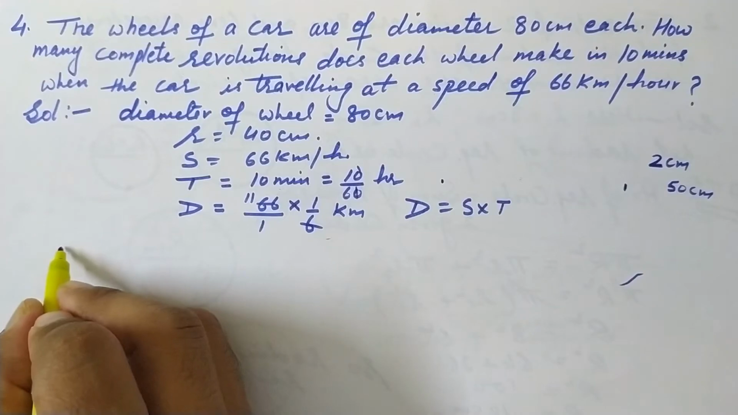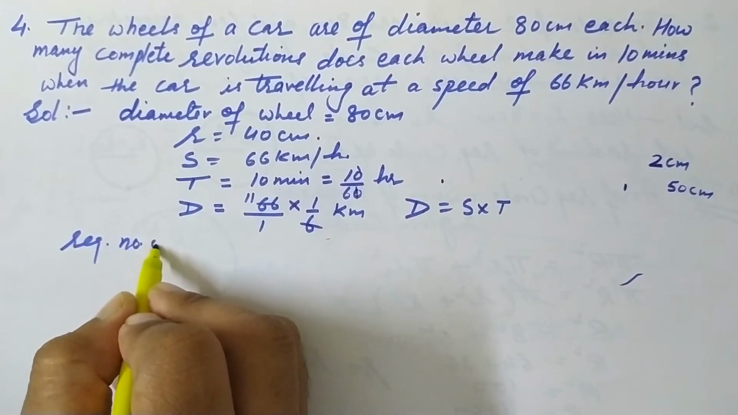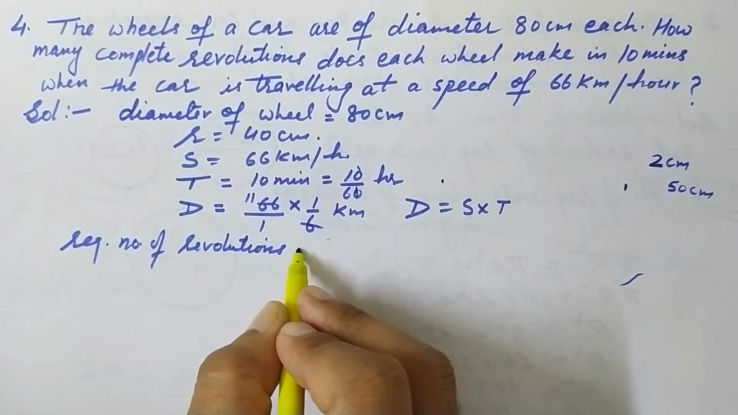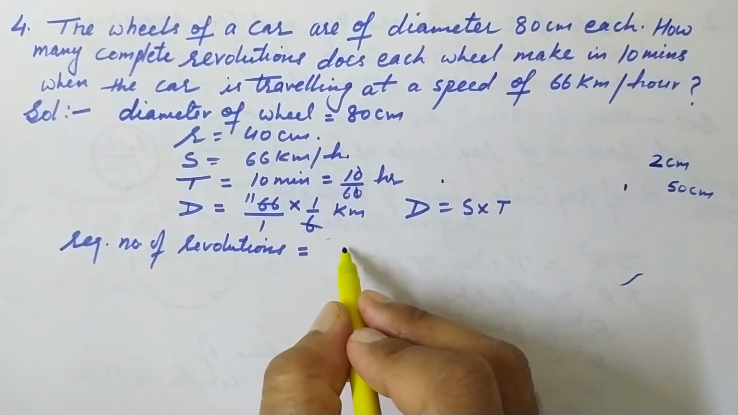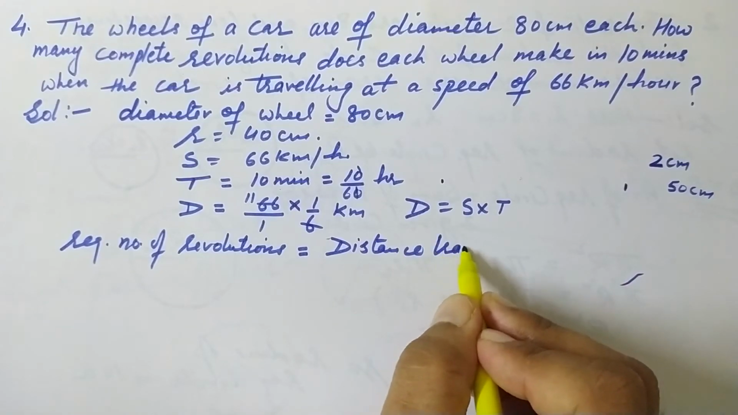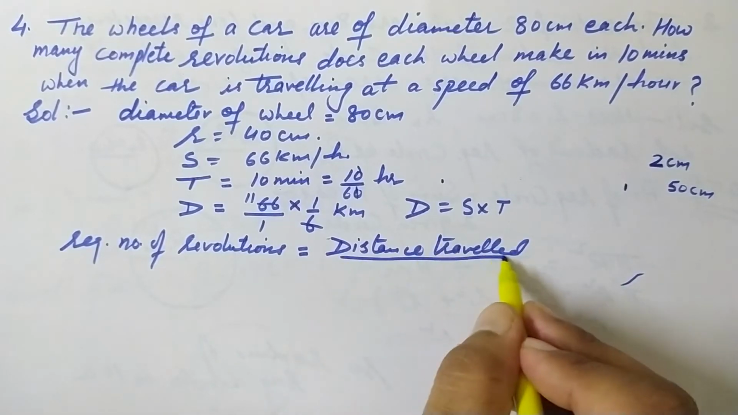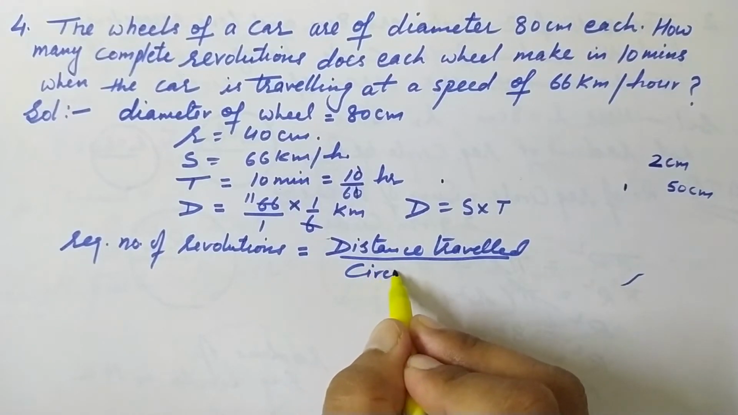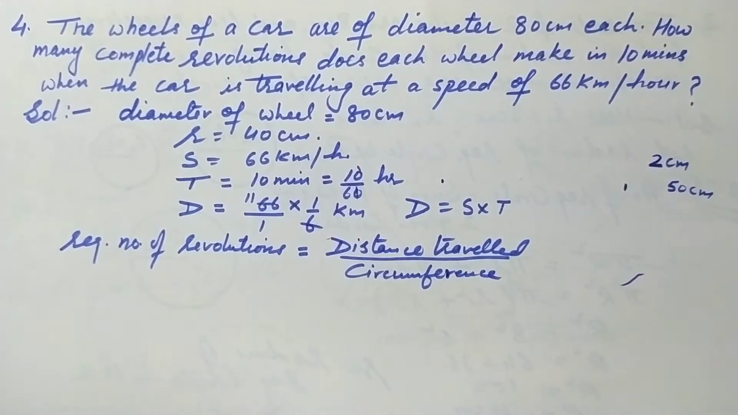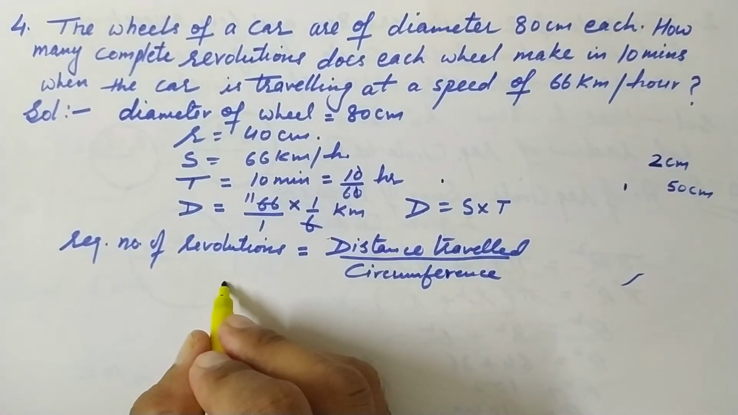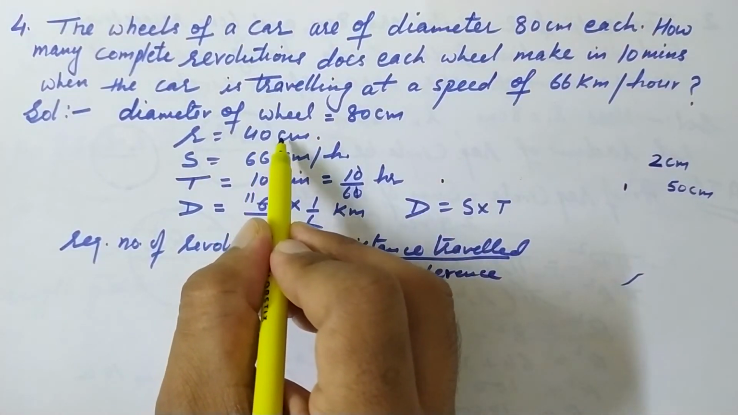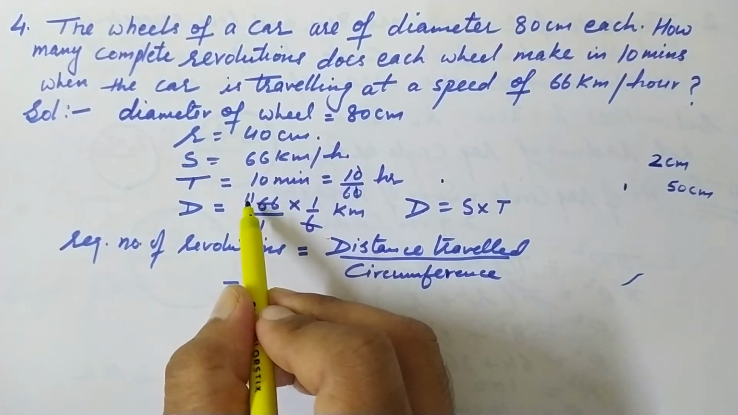So we'll write here, required number of revolutions is equal to, what is that? Distance traveled over circumference of the wheel, which I told you earlier, right? So distance is here 11 kilometer, and circumference is 2 pi r. So r is in centimeter, so we change this 11 kilometer also into centimeter.